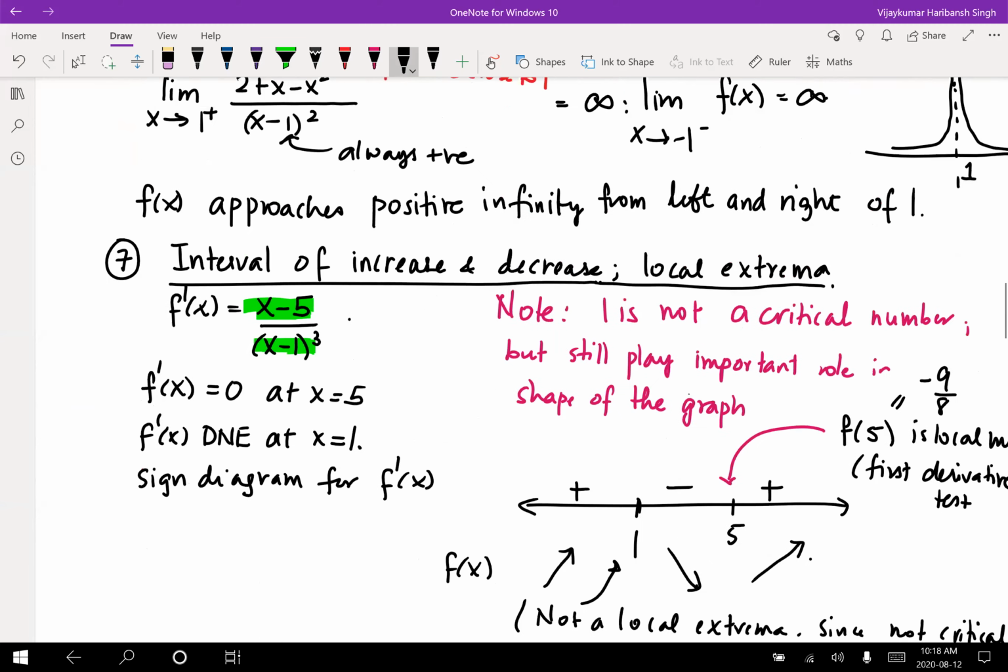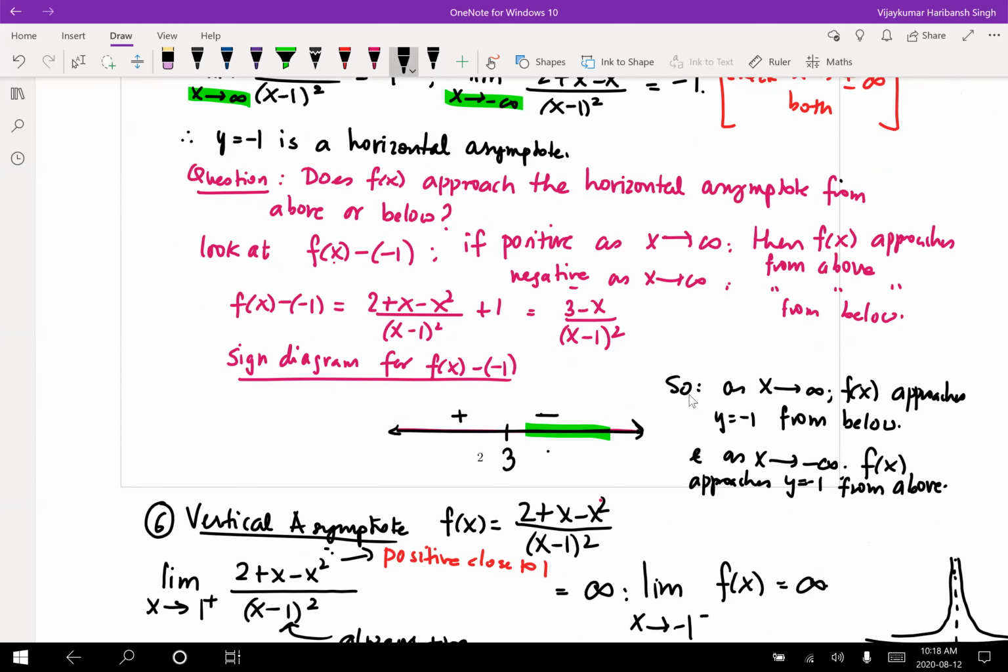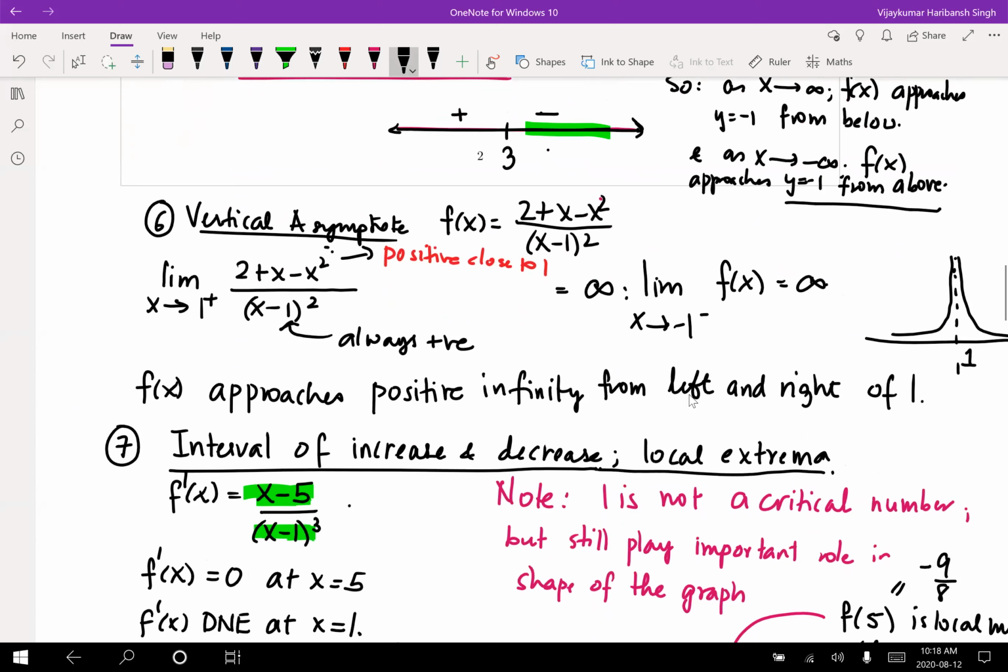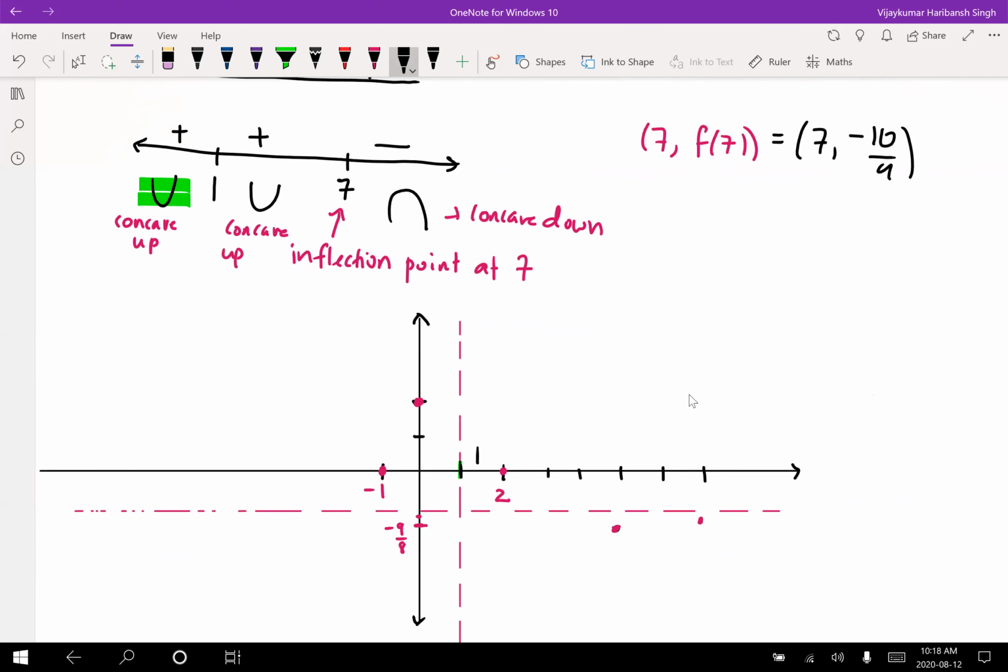Now we have to see how it interacts with the asymptote. Before -1, as x goes to infinity, it approaches the horizontal asymptote from above, and it approaches the vertical asymptote to infinity. That means in this way. So let's draw this piece of information all together at once. In this part, it's concave up and increasing, all the way until here, concave up and above the asymptote.